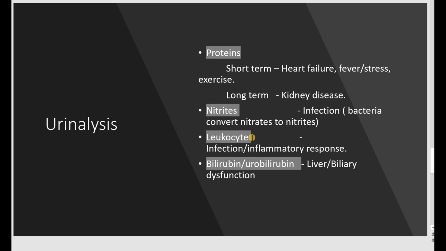Leukocytes. Leukocyte esterase is negative in urine. If present, you have to rule out infection. Again, send the urine sample for culture or rule out any inflammation in the urinary system. Bilirubin or urobilirubin: normally it's negative. If present, rule out any liver or biliary dysfunction.